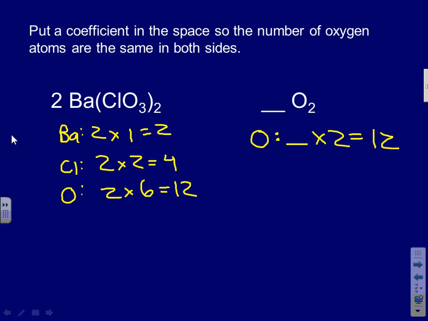Excellent. I'm hoping we can see that. We need a 6 there. 6. That means we can put a 6 up there. Okay? And that's what balancing means, getting the same number of each type of atom. That's what we're going to do tomorrow in more detail.